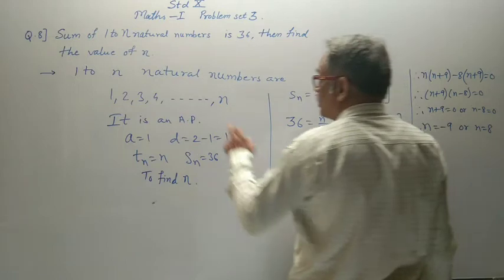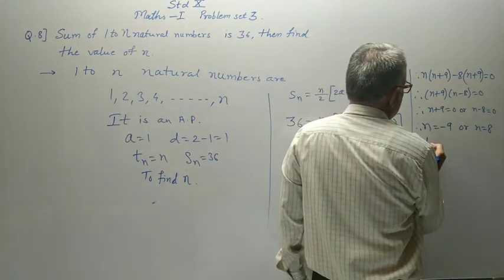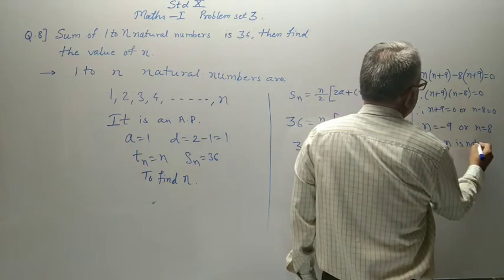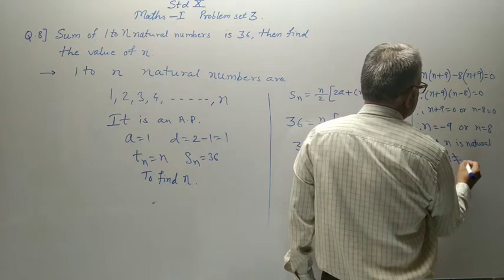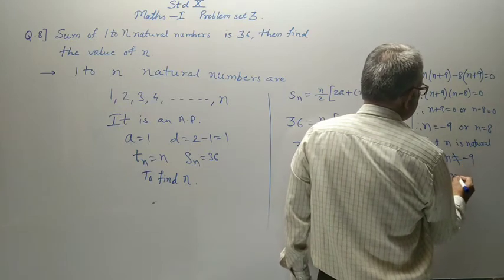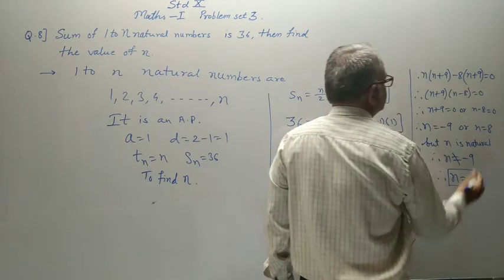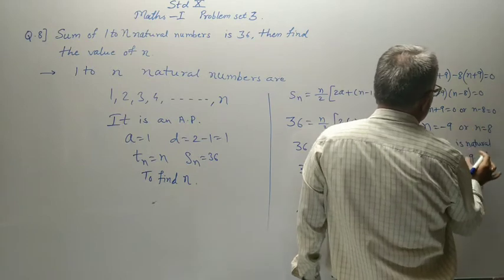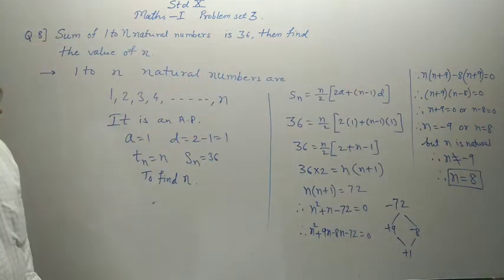But n is what? A natural number. Minus 9 is not natural, but n is natural. Therefore it cannot be negative. Therefore n is not equal to minus 9. Therefore n is equal to only and only one answer, 8. n is minus 9 or 8, but n is natural, therefore it cannot be minus 9, so n is 8. Neatly observe and write all the steps.